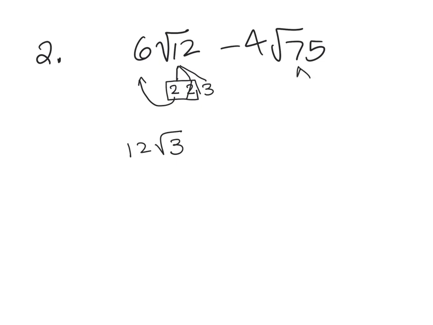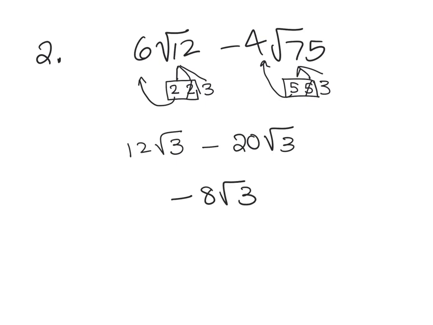What goes into 75? 75 is 25 times 3. 25 is 5 times 5. So you have 5 times 5 times 3. The 5 will come out. The 3 stays in because it doesn't have a pair, so it can't come out. So this is 5 times 4, which is 20 root 3. And now, voila, we have like terms, and we can combine them. So this is going to be 12 minus 20, which is a -8 root 3. -8 root 3 is the correct answer here.